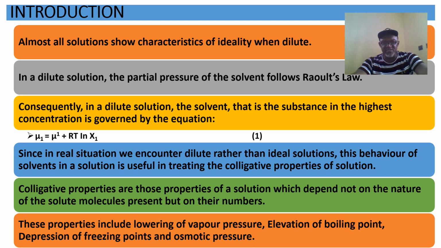And these colligative properties include lowering of vapor pressure, elevation of boiling point, depression of freezing point, and osmotic pressure. So we're going to look at these 4 colligative properties. Remember, in 100 level, we also talked about other properties apart from colligative properties: intensive properties, extensive properties, and then colligative properties.